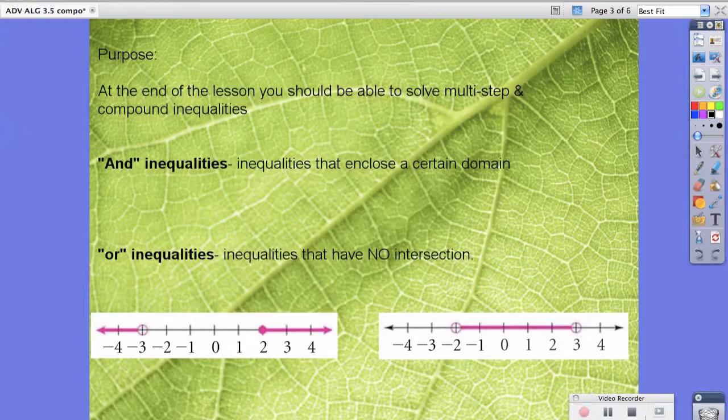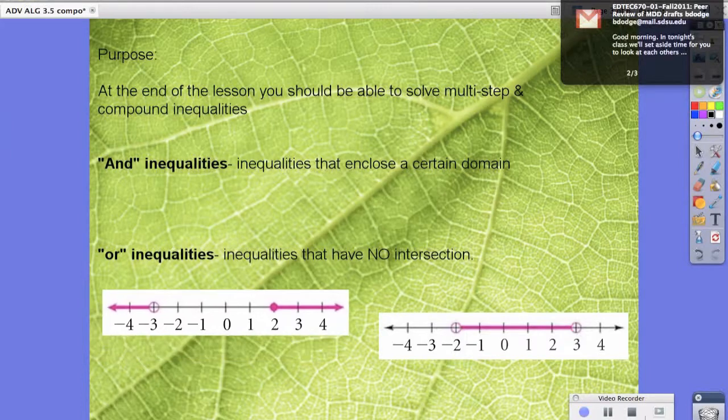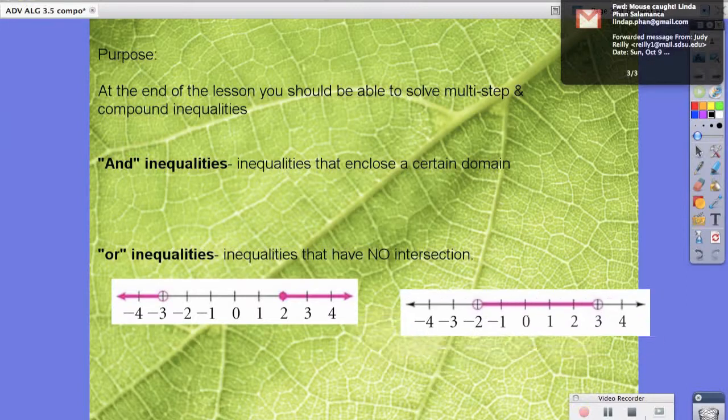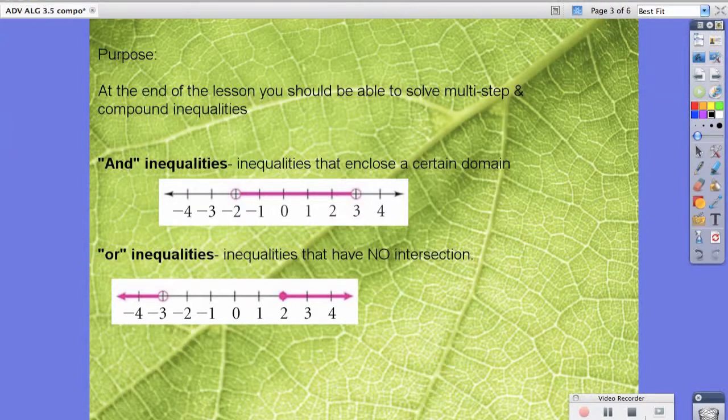So if we look at the two examples below, this example is telling us that the lines are going in the opposite direction. This is called an OR inequality because one's going to the left, one's going to the right, and they never intersect. This one right here is an AND inequality because they're going towards each other. And because they're going towards each other, they enclose a certain domain. It means it has to be between -2 and 3. So let's try a couple examples.